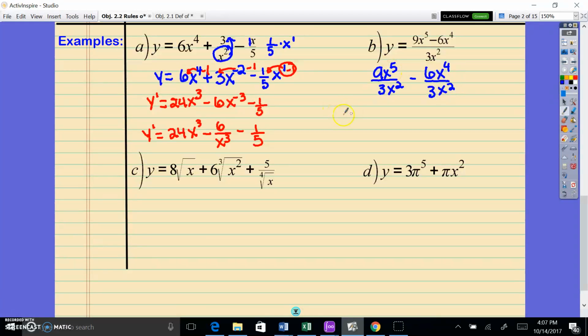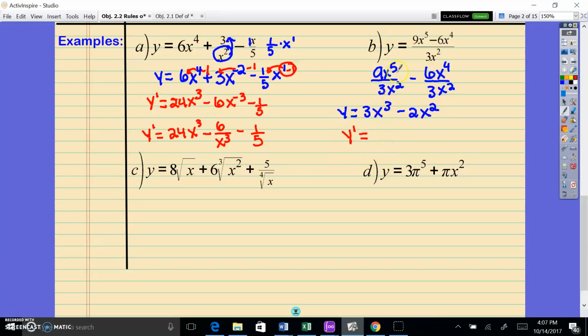So if I simplify, this is still y equals, I will get 3x to the third power. I subtract those powers, minus 2, and I subtract the powers here, and I get a 2 as well. And now it becomes a really nice function to take the derivative of.